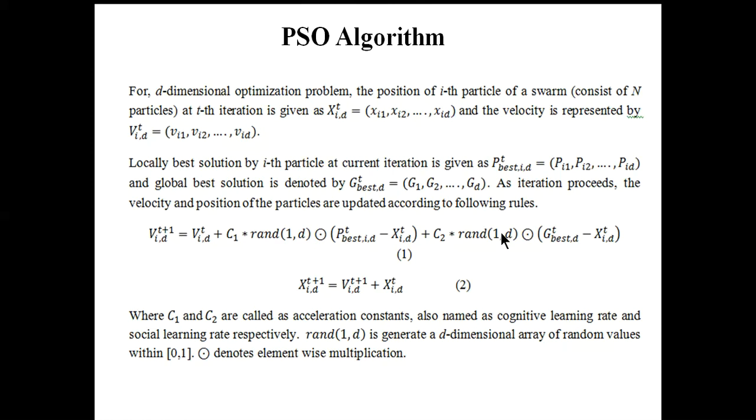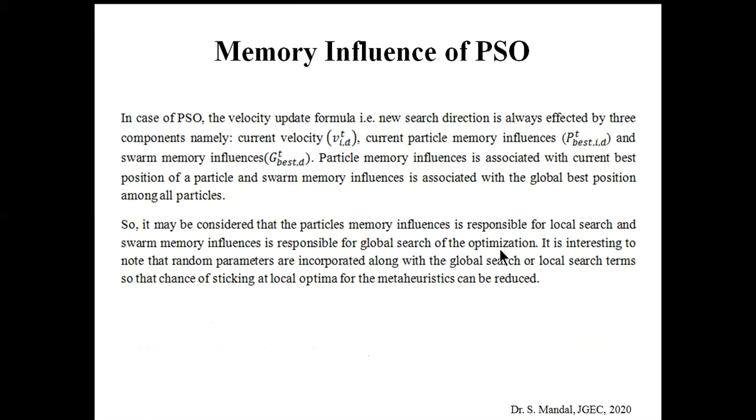This randomness should be incorporated in all types of metaheuristics. Randomness is a very important part of any metaheuristic, so that it can recover from the chance of sticking at local optima. So randomness should be incorporated in the search strategy so that the chance of a metaheuristic sticking at local optima can be reduced.